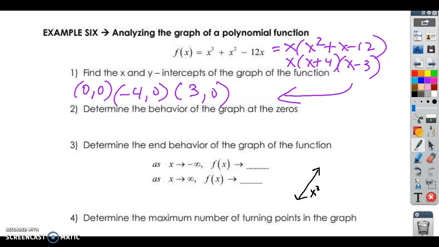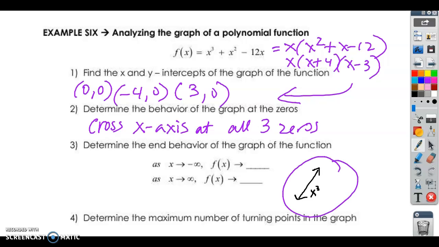Okay, so determine the behavior of the graph at the zeros. It's going to cross the x-axis at all 3 zeros because we only have 1 of each. And since the leading coefficient is positive, this is what the general end behavior of the graph is going to look like. As x is approaching -infinity, f of x is going to be approaching -infinity. F of x is just y. As x is approaching infinity, f of x, or y, is going to be approaching positive infinity. See, it's going up on the right, and going down on the left.